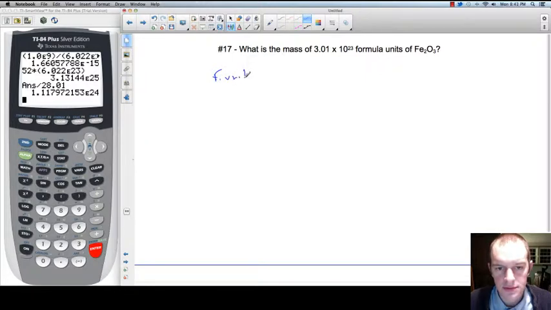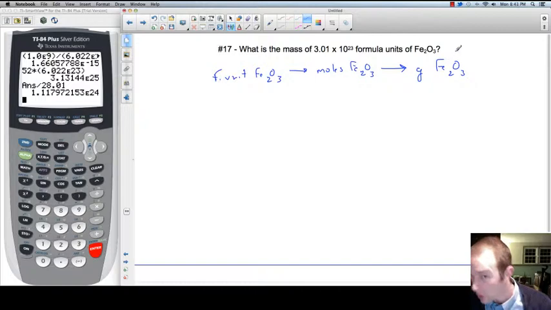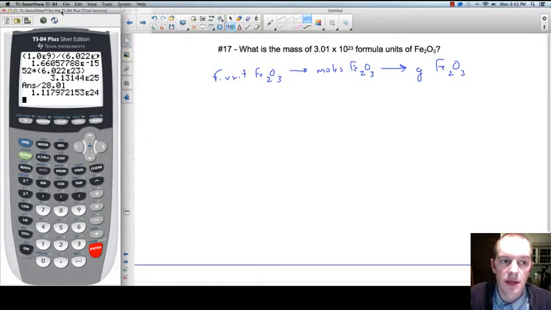Okay, so we're going from formula units of Fe2O3 to mass, but in order to do that, we need to first go to moles of Fe2O3, because we know that for every 1 mole, there's 6.022 times 10 to the 23rd formula units. And then once we have those moles, we can go to grams of Fe2O3 using the molar mass. Okay, so we know that we're going to need the molar mass of Fe2O3. Don't know it off the top of my head, but we do know that the mass of iron is 55.85 and the mass of oxygen is equal to 16.